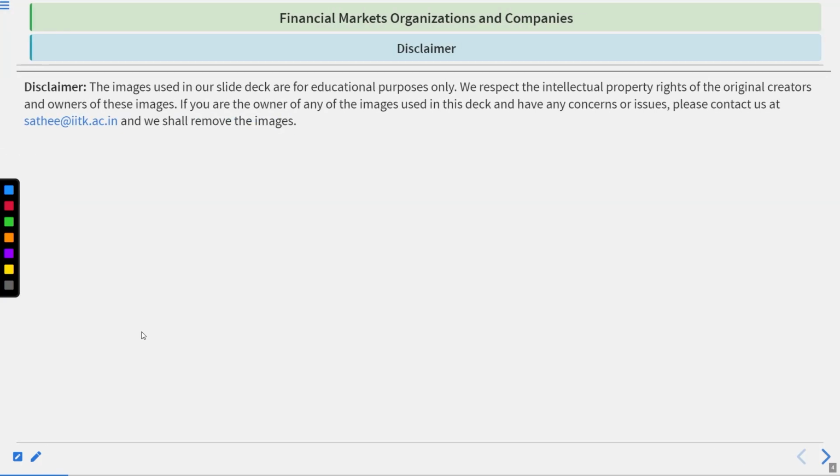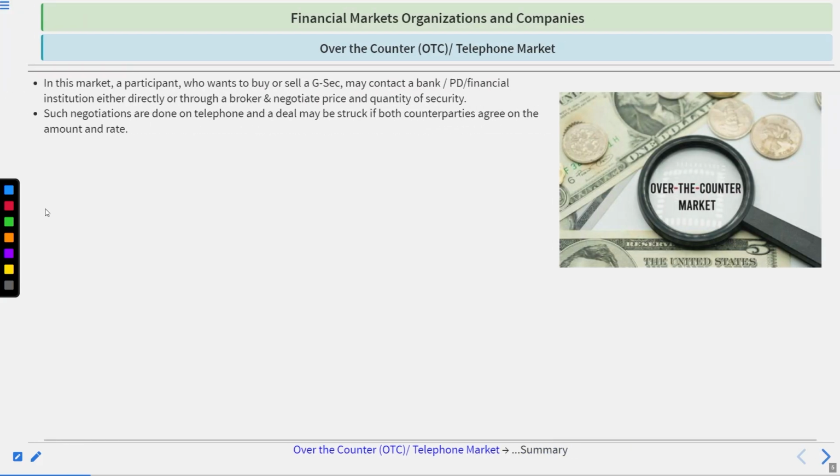But before this, as usual, we have our small disclaimer over here, which we require to understand. A disclaimer is like this. The images used in a slide deck are for educational purposes only. We respect the intellectual property rights of the original creators and owners of these images. If you are the owner of any of the images used in this track and have any concerns or issues, then please contact us at sathee@iitk.ac.in and we shall remove the images. Now let's begin with the topic.